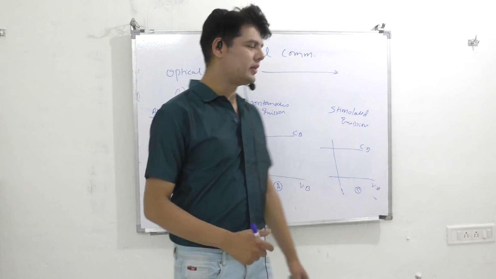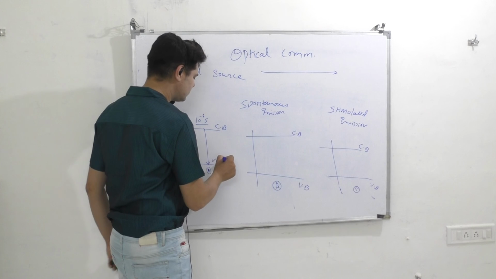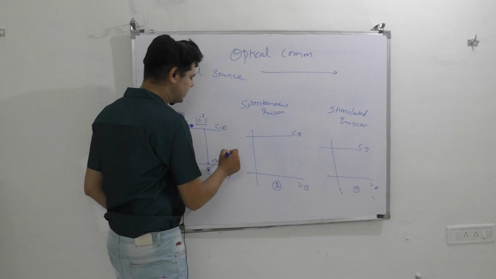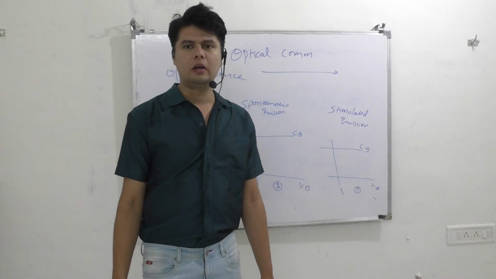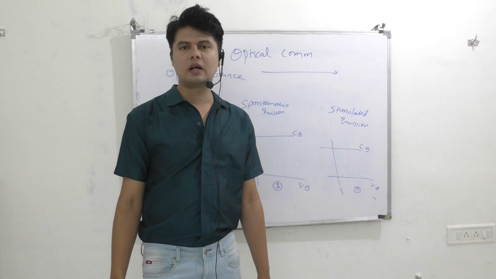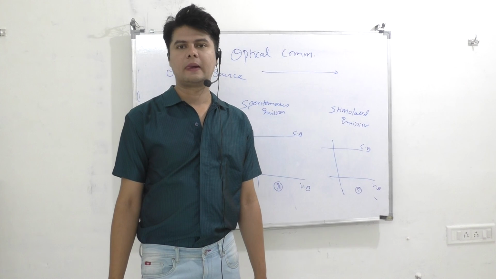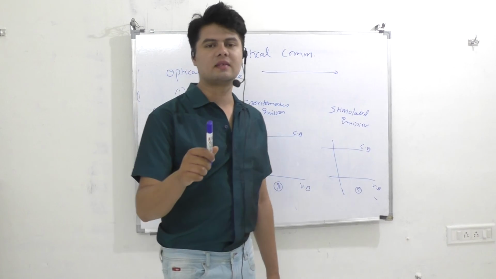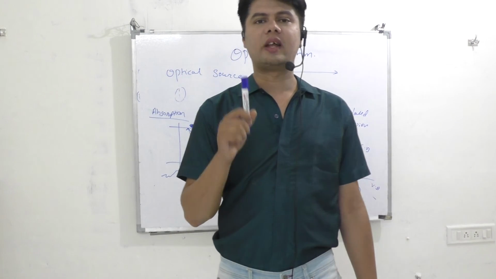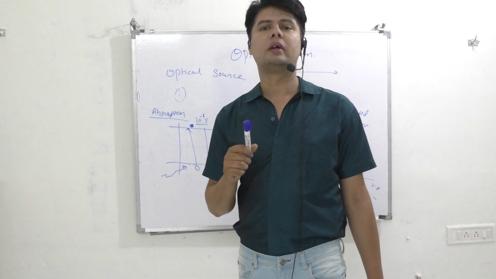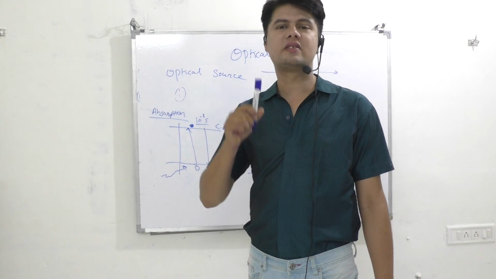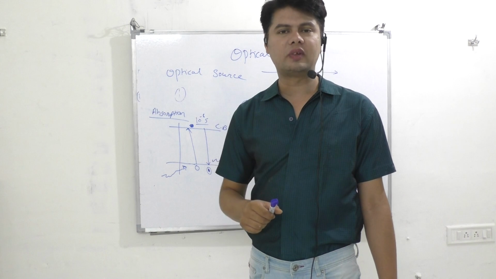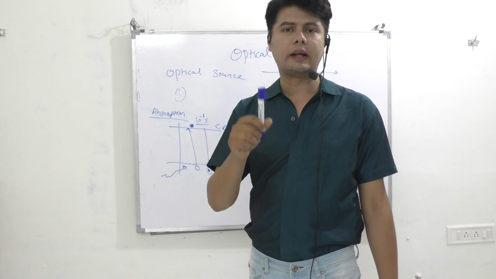The first one is in the form of h nu, that is light, or the second form is heat energy. Do remember, guys, this is a very important thing. Whenever electrons and holes get recombined, they generate energy in the form of either light or heat.